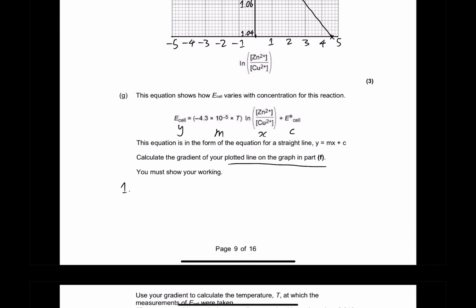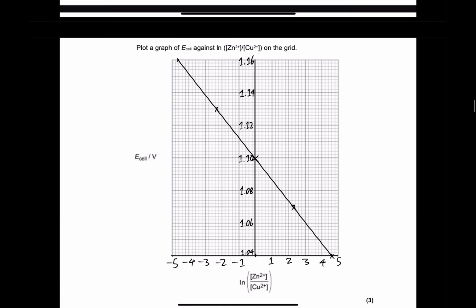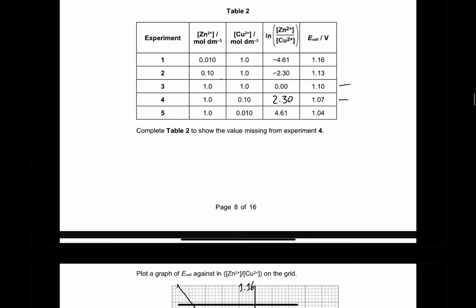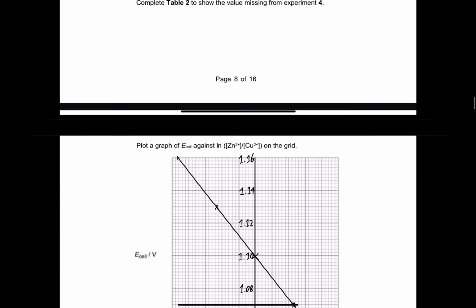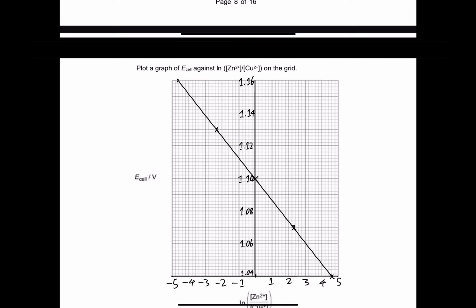(1.07 minus 1.1) rise over run. And also you have to show where on your graph you've used it from. So 1.1 and 1.07, right? And it's this here, isn't it? So showing with a triangle where you're taking the gradient from.